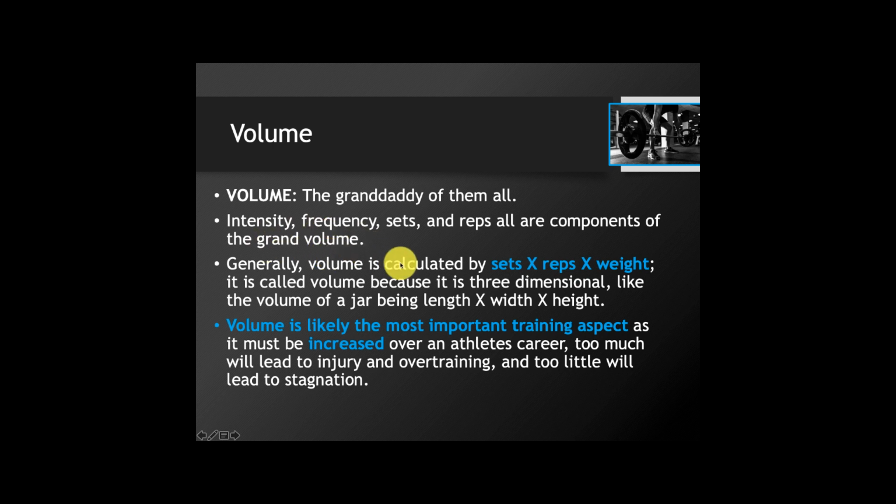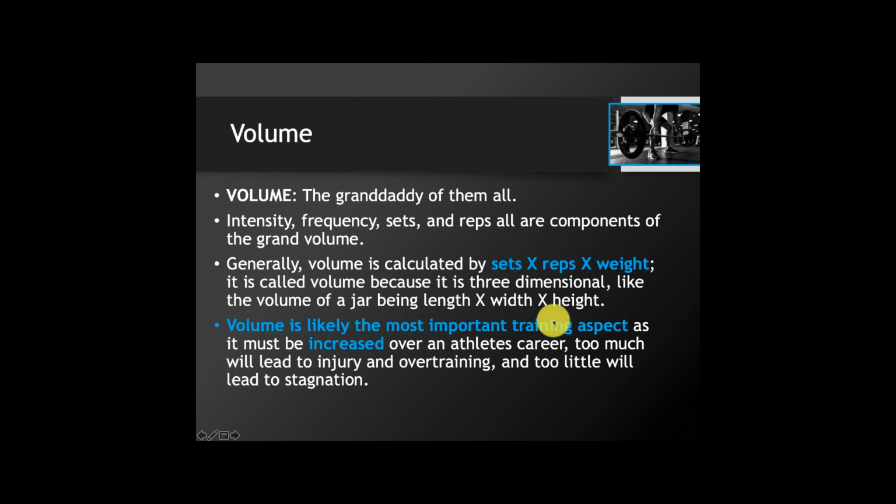Generally, volume is calculated by sets times reps times weight. Now, that's if you are weightlifting. If you are doing something anaerobically, like plyometrics, you can do reps times sets and get a volume of how many plyometrics you did, okay? Or if we're doing running, we can do frequency times intensity times time, and we can get a volume of work done for aerobic activities. So it's volume because it's a three-dimensional measurement, all right? Very similar to a jar. If we have a jar of peanut butter, we have length, times width, times height. Volume is the same thing.